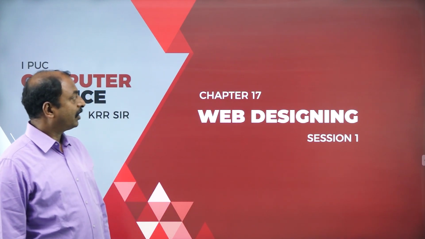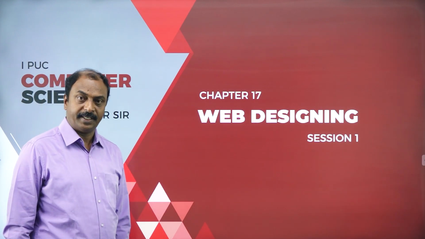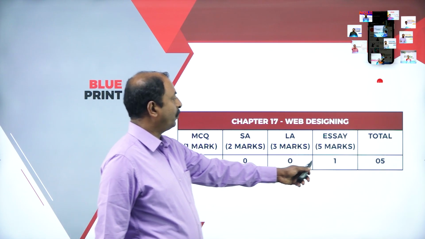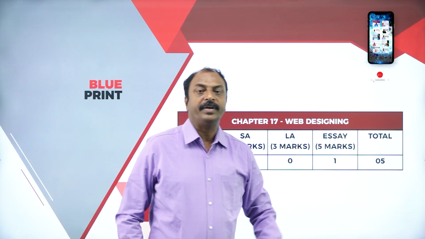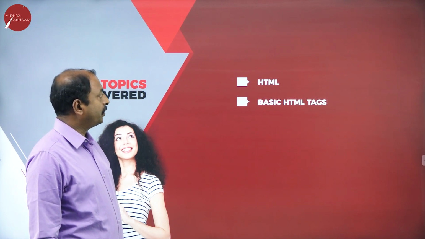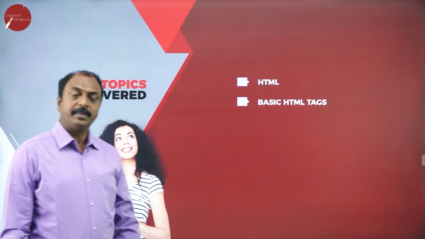Students, let us start our discussion with chapter 17, that is web designing. Now, the weightage of the chapter is 5 marks. You will get only one 5 marks question. So, total weightage of the chapter is 5 marks. In this session, we are going to talk about HTML language and basic HTML tags.